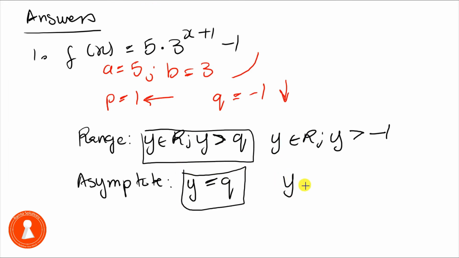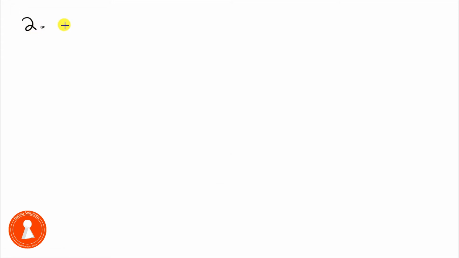Our answer is y equals negative 1. We are sorted. Okay, moving on. Let's go to number 2. Number 2 said f of x equals negative 5 to the x minus 2 plus 1.